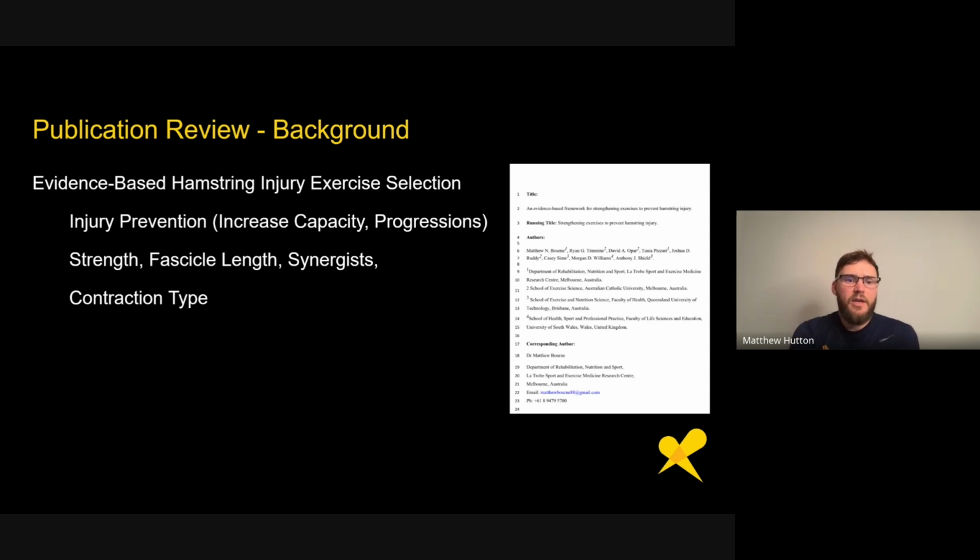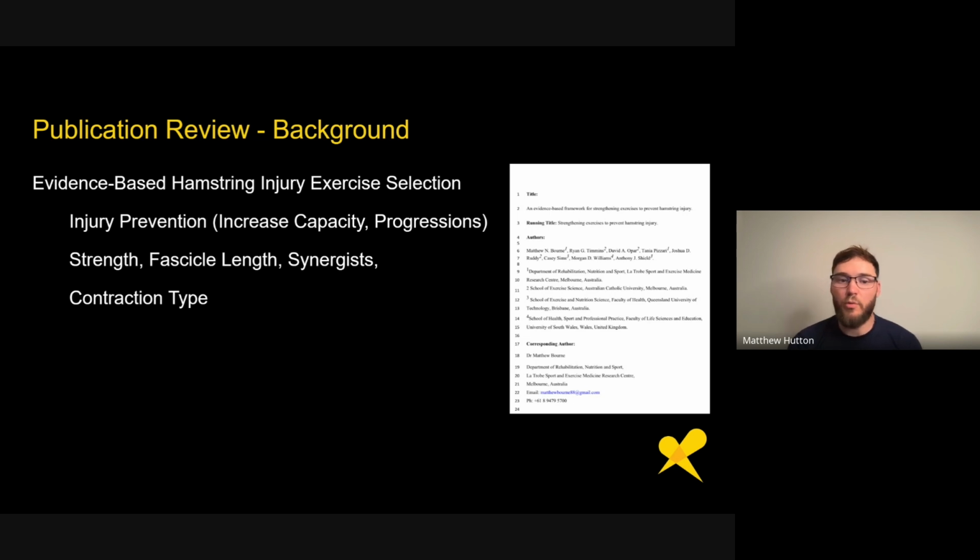And then the last thing that they really harped on was the contraction type and the importance of the eccentric contraction for the hamstrings in comparison to the concentric contraction. So especially when you're trying to promote strength and then fascicle length, the eccentric seems to do a lot better job of those things than the concentric portion.